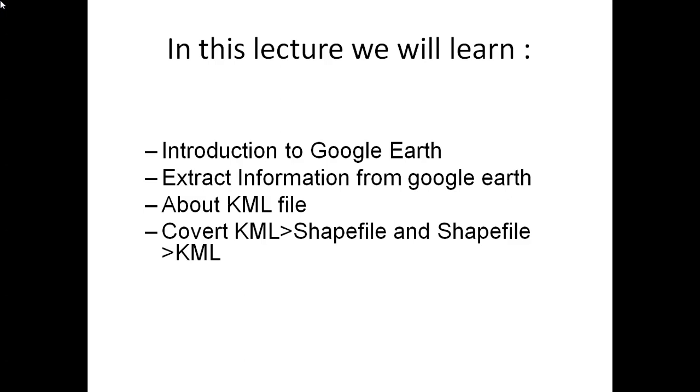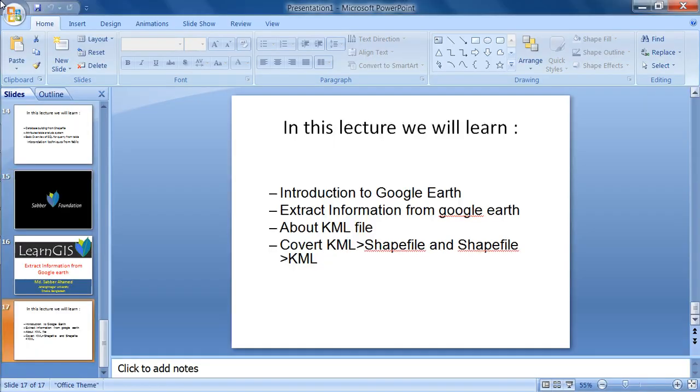Let me tell you something about what a shapefile is. A shapefile is an ArcGIS vector file used for vector visualization or vector operations. In the same way, KML is the Google Earth vector file, and we'll see how we can convert each to the other for our work or research. So whatever you want. Okay, let's get started.